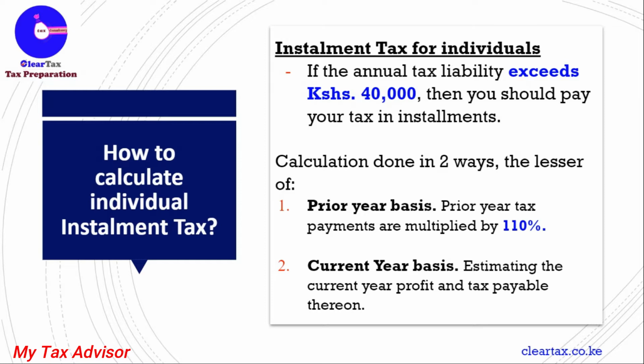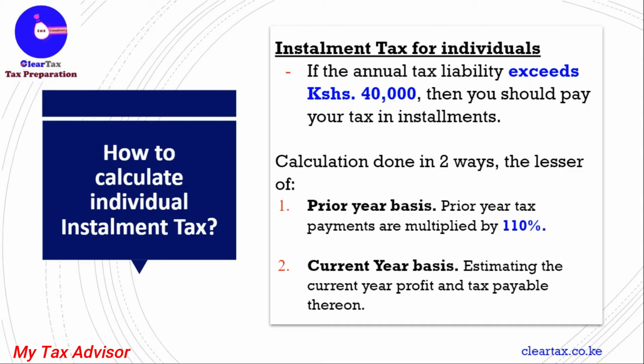All right. Now, mark this. Very important. If your annual tax liability exceeds Kenya shillings 40,000, then you should pay your tax in installments. Think of it: last year, how much tax did you pay? If it was more than 40,000, then you need to take this seriously because you need to be paying your taxes going forward in installments.